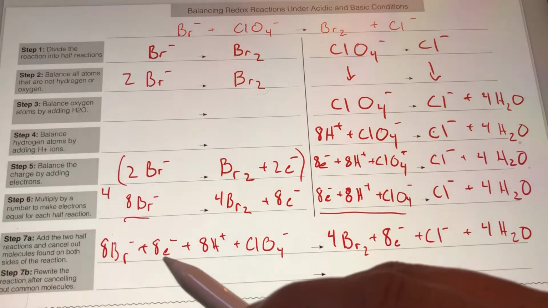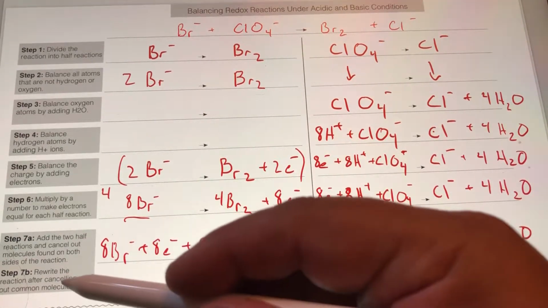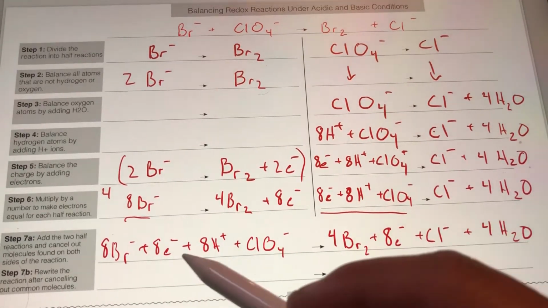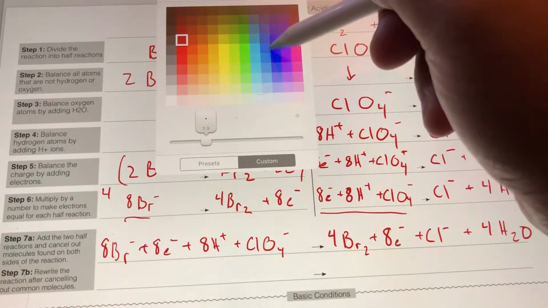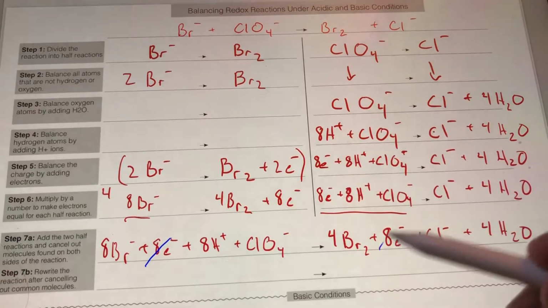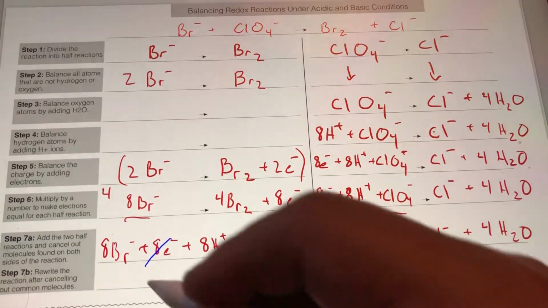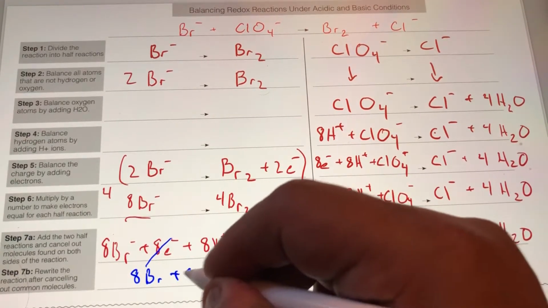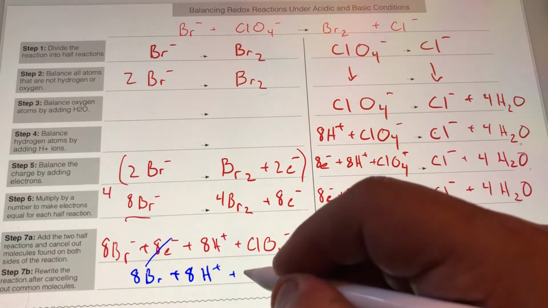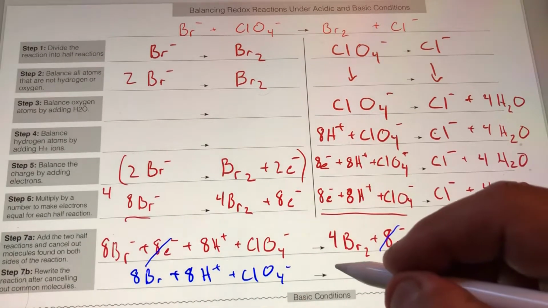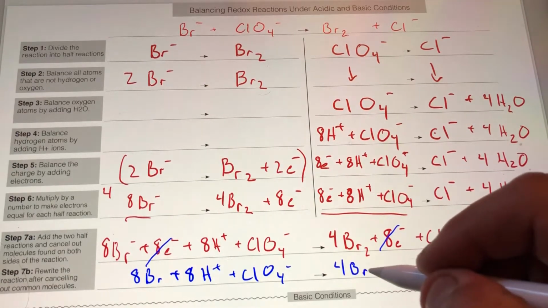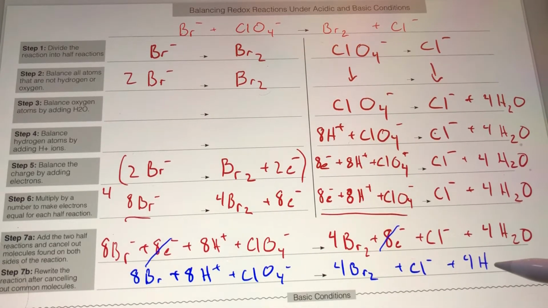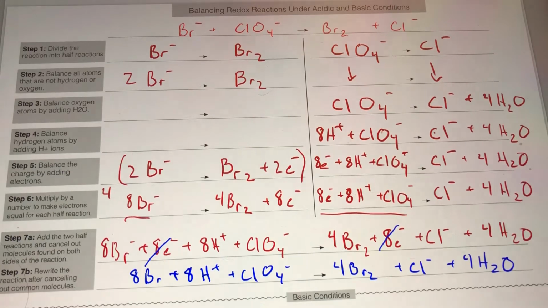Then we just go in and rewrite the reaction after canceling out common molecules. So the only thing we have in common here on both sides are these electrons. So then the final reaction would be 8 of these plus the 8 hydrogens plus the perchlorate, and that is the final balanced reaction.